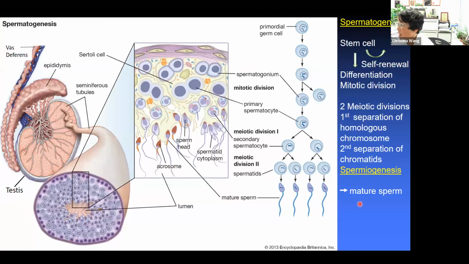So after the separation of the chromatids, they become round cells. Round cells are called round spermatids. Then they undergo morphological changes to become a mature sperm with a head, midpiece, and tail. This process is called spermiogenesis. There's no further cell division from this onwards.